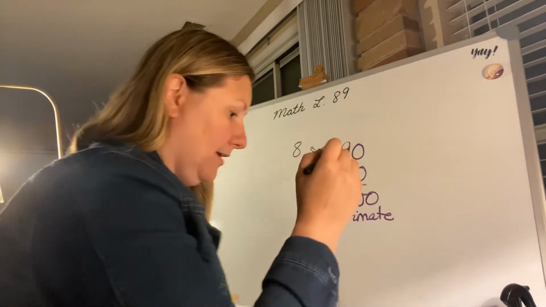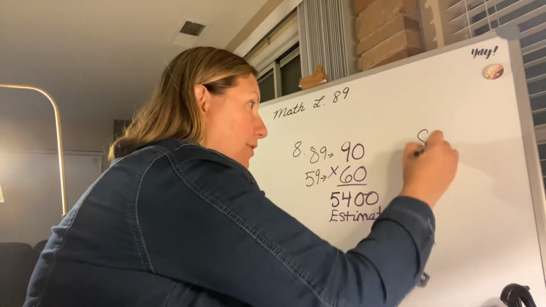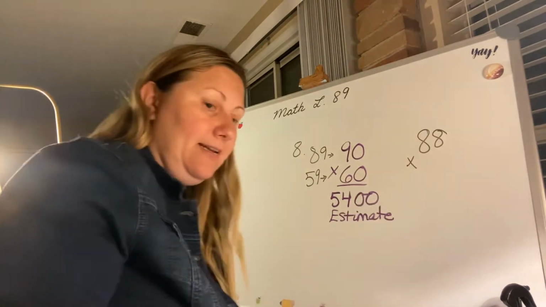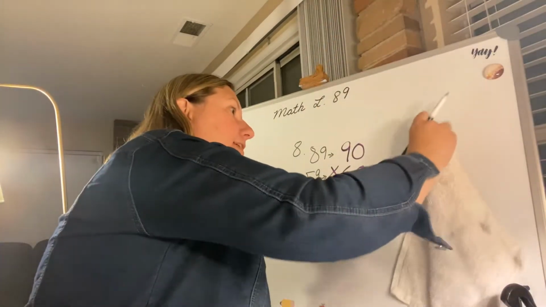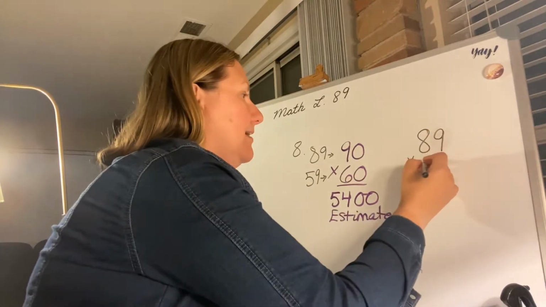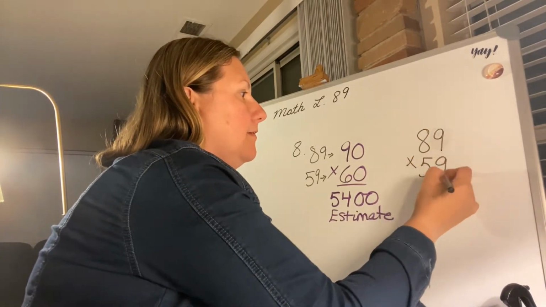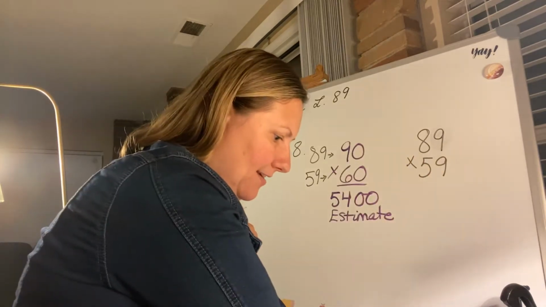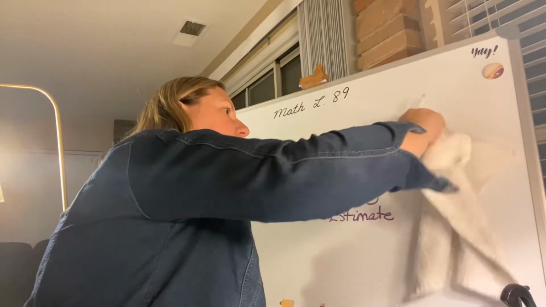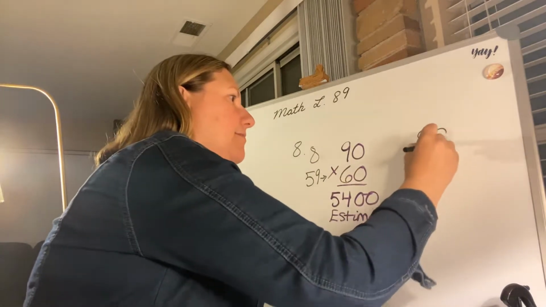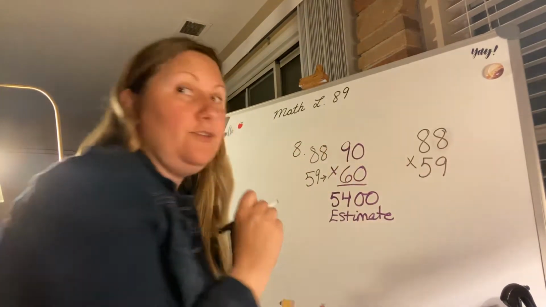Next we have to find the exact product, 89 times 59. Hope you can see that okay. 89 times 59. Am I writing that right? I am not. It should be 88. There we go. I have to be very careful, as do you.